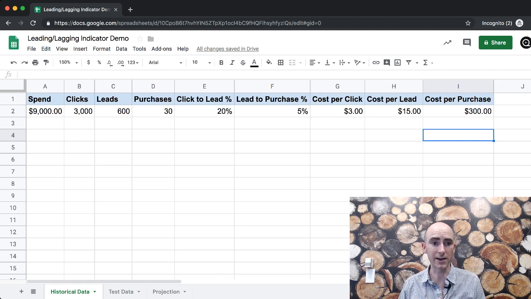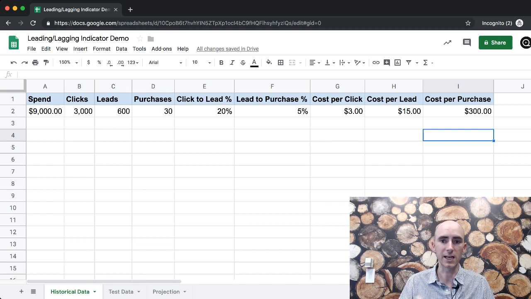So your leading indicators in this case are things like your click volume and your cost per click, and your lead volume and your cost per lead. If those things are at the right levels, then your cost per purchase should back out to where you want it to be. So let's consider this sort of historical data. This is obviously just sample data. This is not a real client. This is just for make-believe and for demonstration purposes.